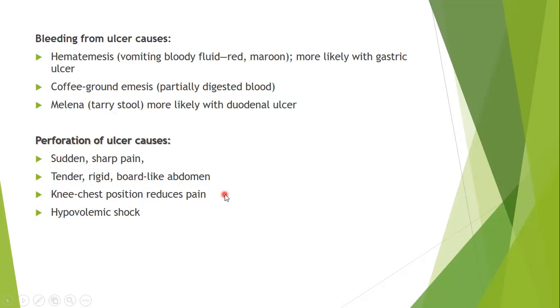In the knee-chest position, the patient moves the knees or the thighs towards the abdomen, as if someone is squatting. That movement reduces the abdominal pain slightly because it causes the abdominal muscles to relax. Hypovolemia is another clinical manifestation of perforation. It means these ulcers are now perforated. The mucosa is eroded, and even the blood vessels are now damaged. They are bleeding.